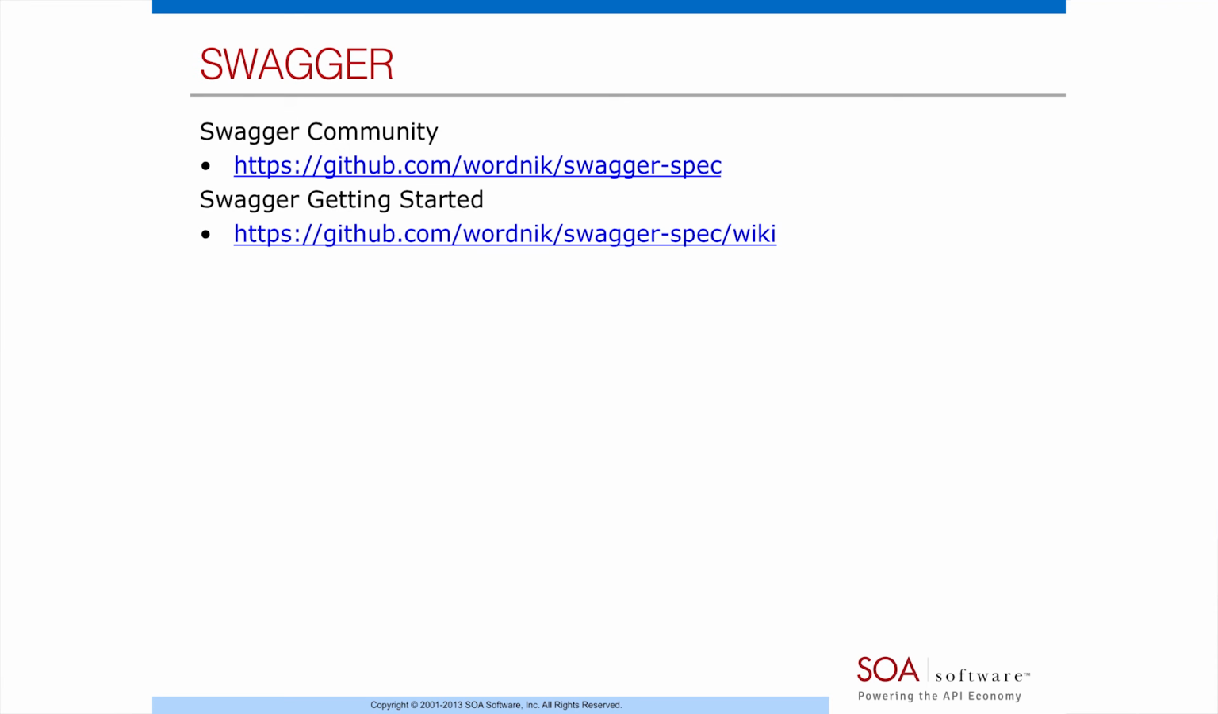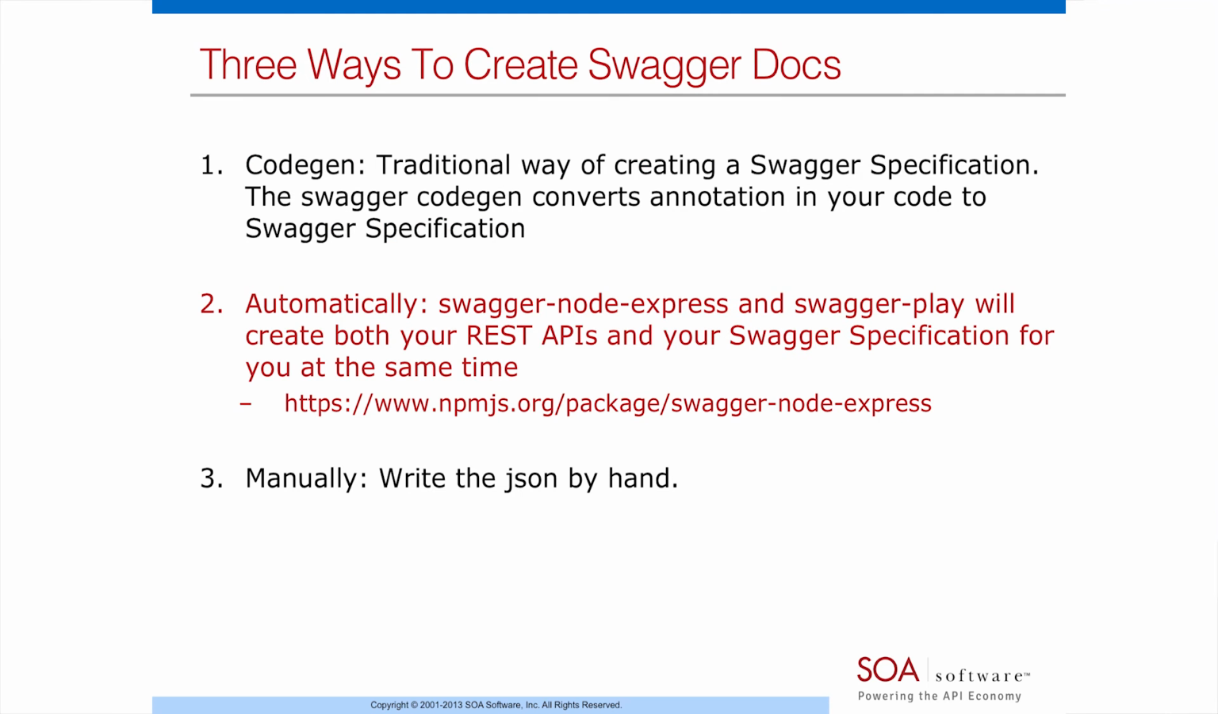There are 3 ways to create Swagger docs. The most common and traditional way is code gen. Basically, it converts the annotations in your code. So as you're coding, you write your annotations, and then it'll generate the docs. That is by far the most common way to do it. The third one is manually. You can write the JSON by hand. Depending on what your API is and how complex it is, that's a pain. So I didn't do that one, because I'm kind of lazy like that.